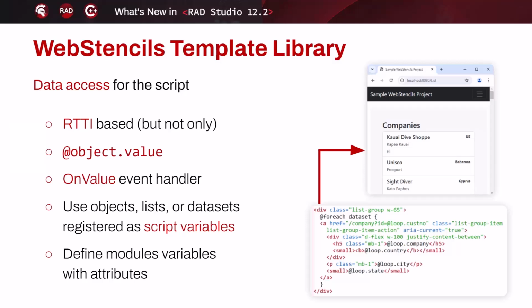And when you have a data set registered, you can navigate through the records using a for each loop, like in this other small code snippet. In this case, I have a for each dataset, where dataset is an object registered with the name dataset. And then I access some of the fields like company, country, city, state, and so forth. You can also define module variables that are available for all scripts in a web module.